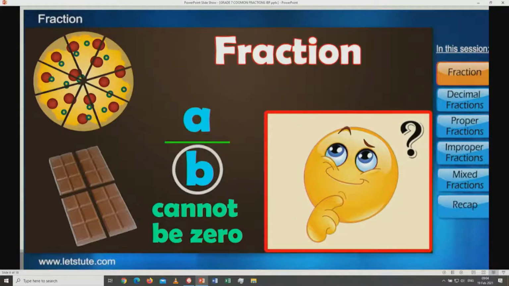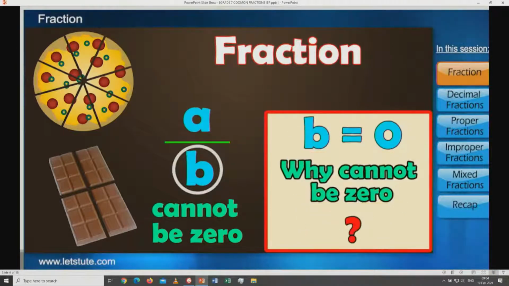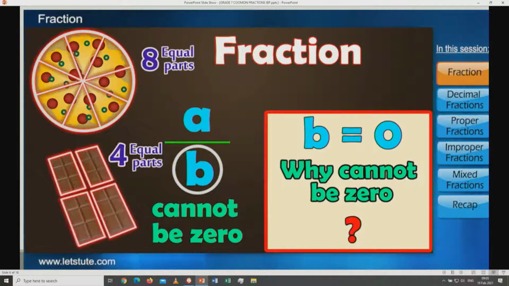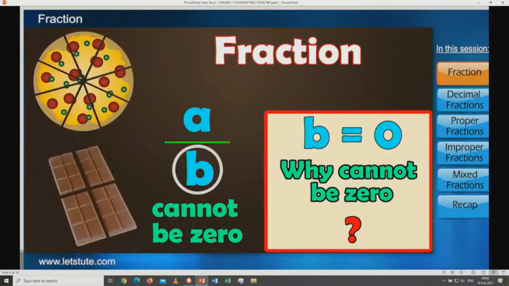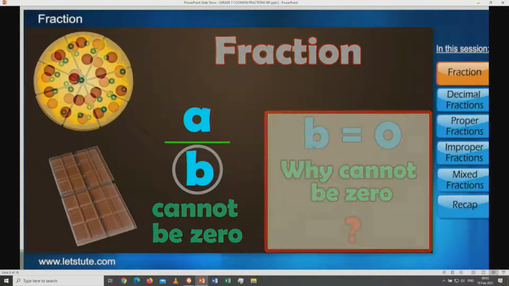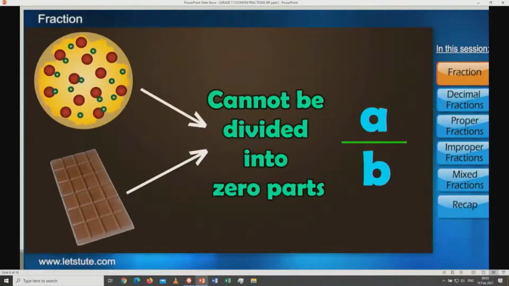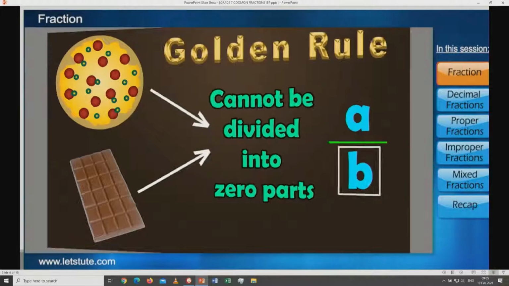Confused? But why denominator cannot be 0? Basically, what is denominator? Denominator is the total number of equal parts in which the whole is divided, right? But if we cannot divide anything into 0 parts, we cannot give any part to anyone, and hence denominator of a fraction can never be 0. This is one of the golden rules of mathematics.